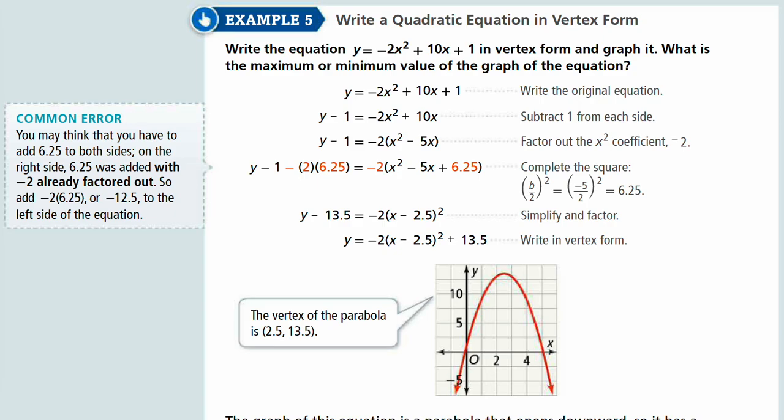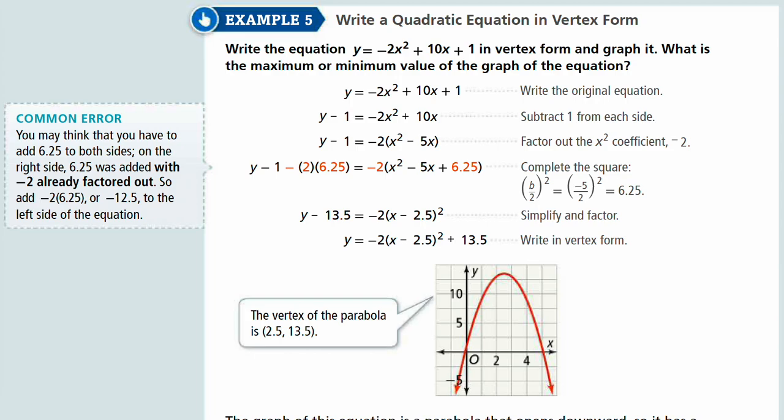Number 2, lesson 2-5, example 5, writing a quadratic equation in vertex form. We're going to write the equation y equals negative 2x squared plus 10x plus 1 in vertex form and graph it. And we want to identify the maximum or minimum value of the graph as well, which is probably going to be our vertex, right? So first of all, we want to write it in vertex form and graph it.